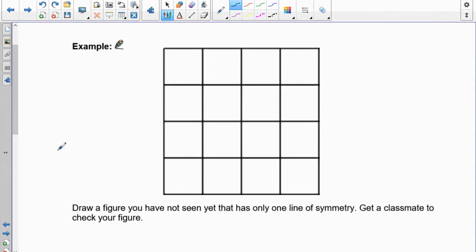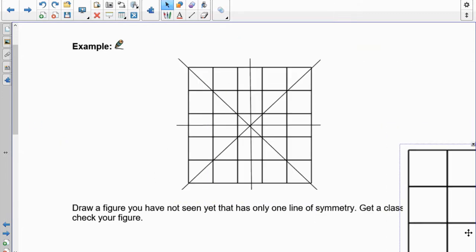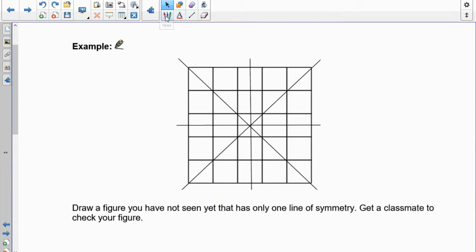Okay, I want you to draw the lines of symmetry on this table. So now this is going to look like that. You'll notice that I've got a line of symmetry right here, which goes down. I've got a line of symmetry coming on an angle. I've got one going straight across, and I have one on the diagonal. So that's 1, 2, 3, 4 lines of symmetry on this one.